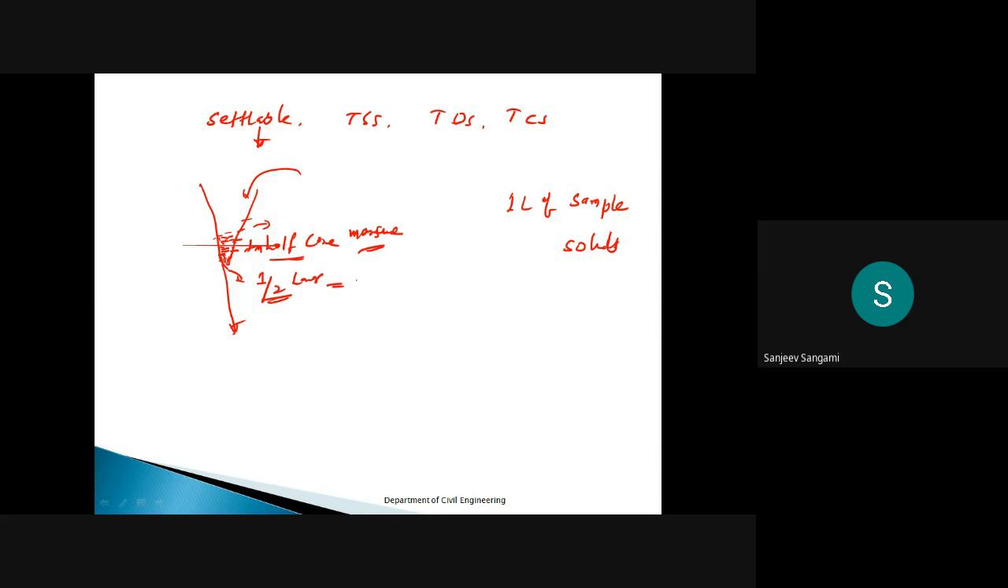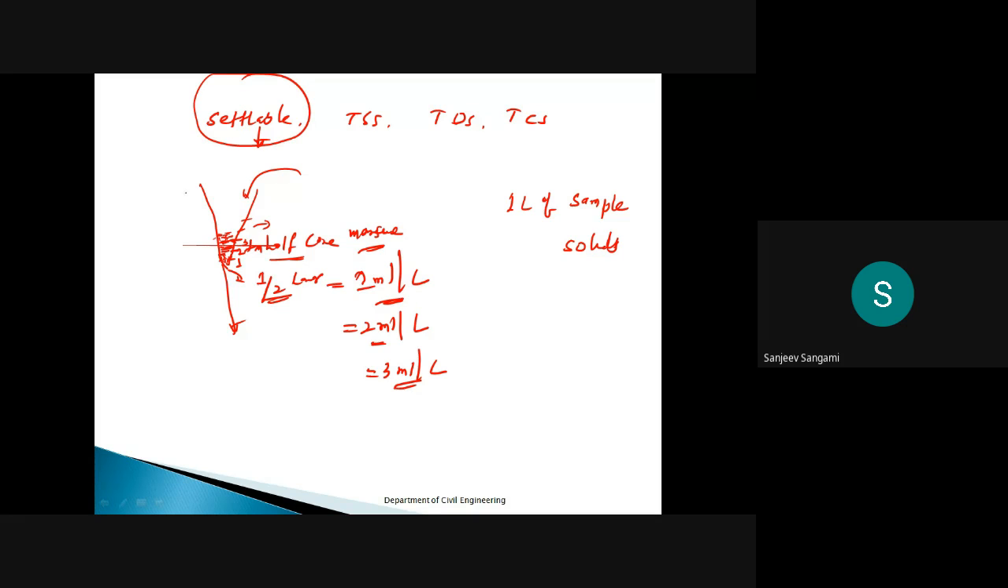Measure it in ml per liter: 1 ml per liter, or 2 ml per liter, or 3 ml per liter. Why are we using the unit ml per liter? Because the graduations are in ml per liter. See how much depth it has settled: 1 ml, 2 ml, 3 ml. That is related to the settleable solids. It is over.